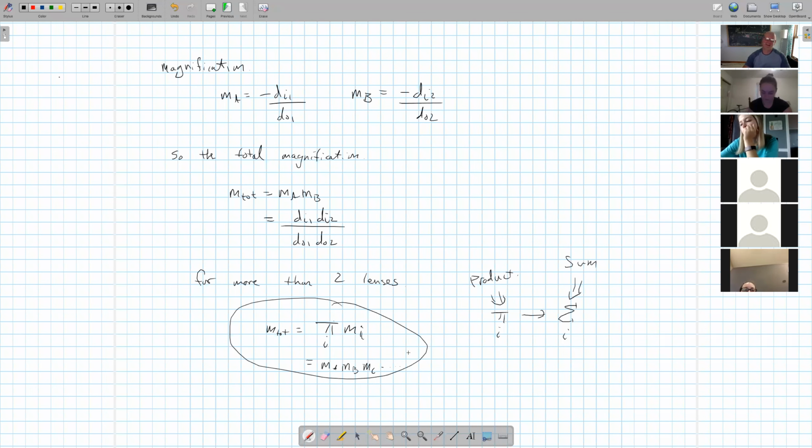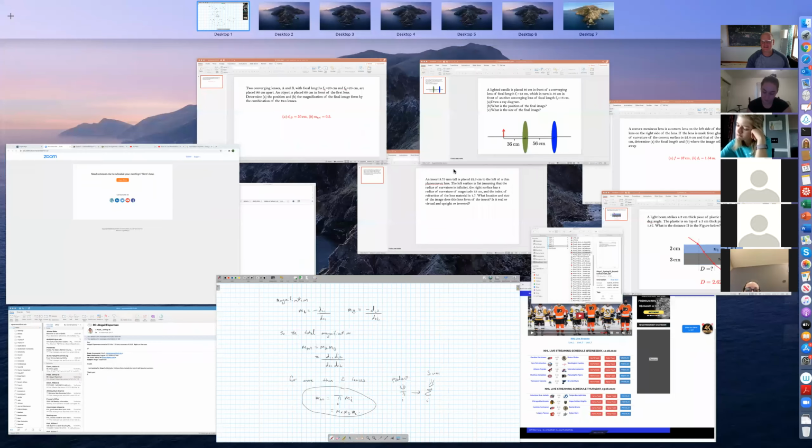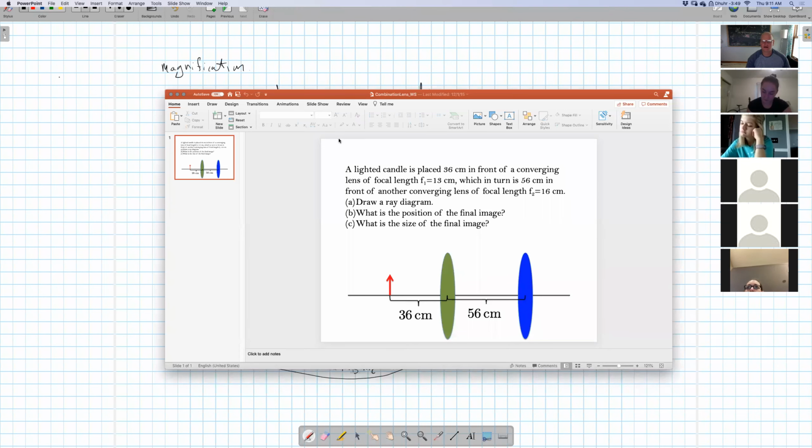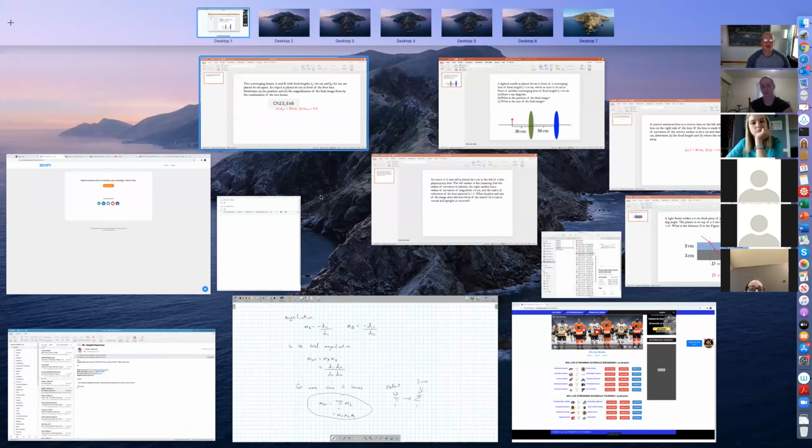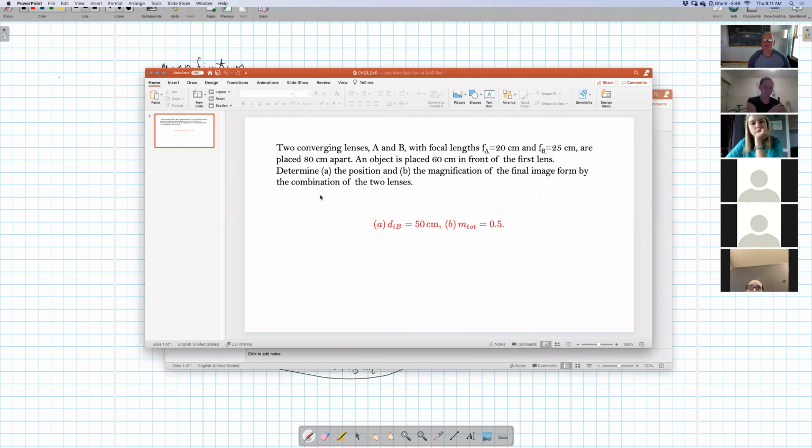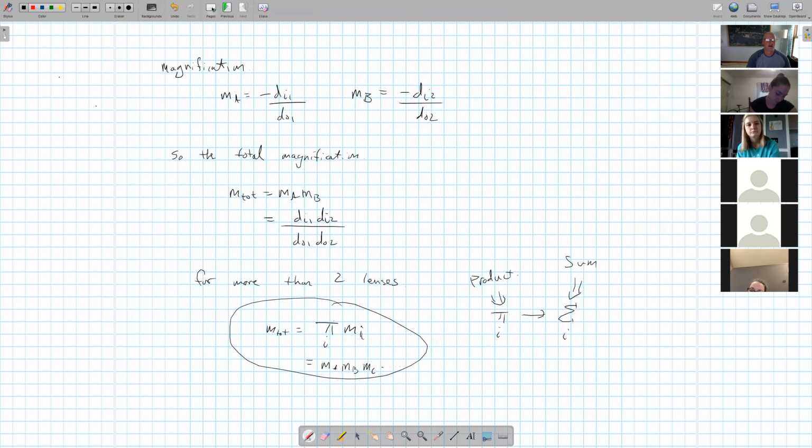Anyways, my own personal thoughts. So let's use this and consider an example. We have two converging lenses, A and B. A has a focal length of 20 centimeters and B has a focal length of 25 centimeters, and these guys are 80 centimeters apart. An object is placed a distance 60 centimeters in front of the first lens. It wants us to determine the position and the magnification of the final image formed by this combination of lenses.